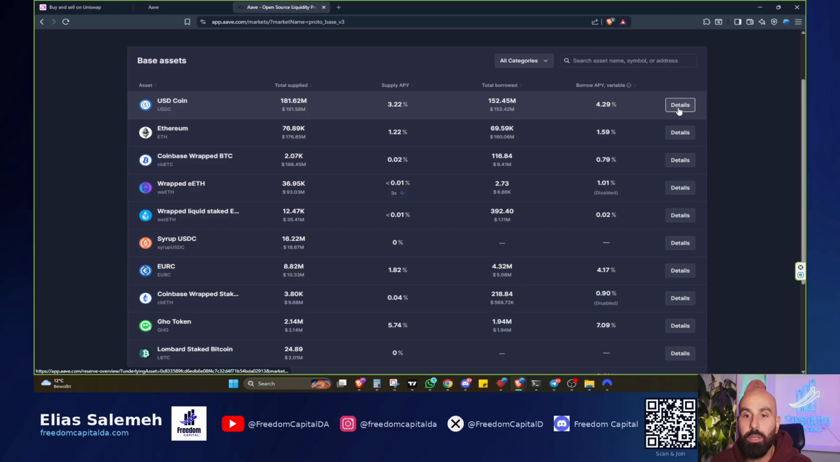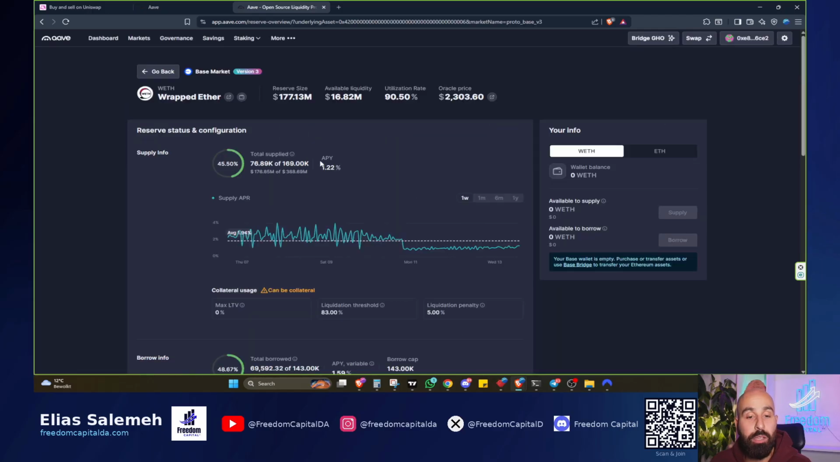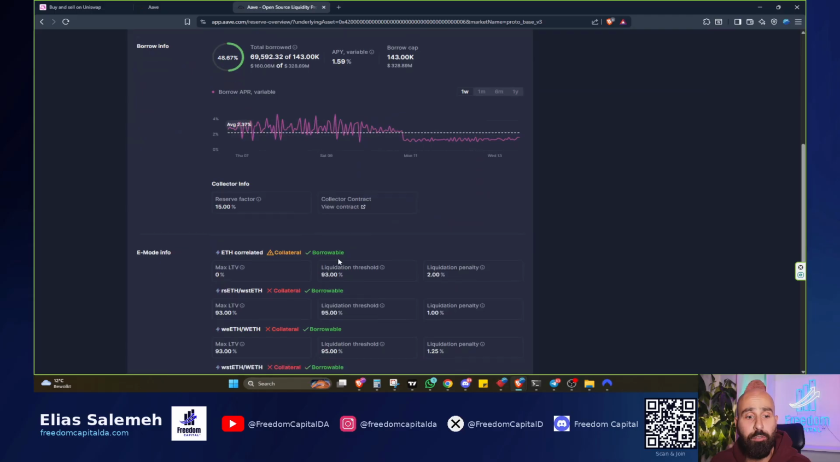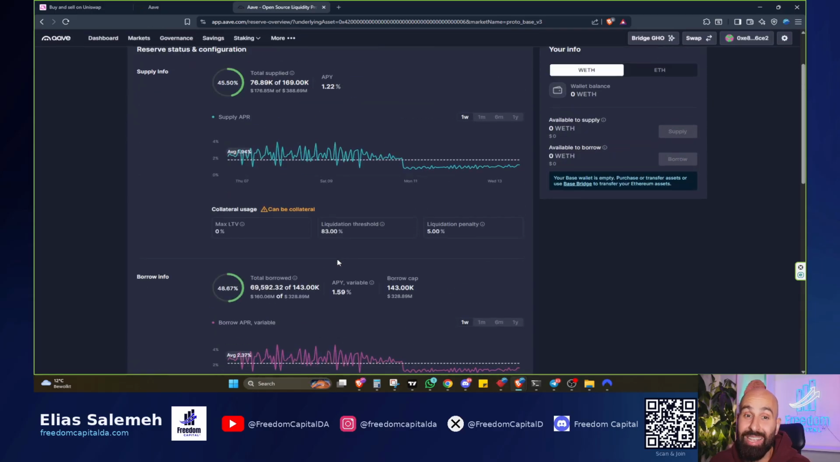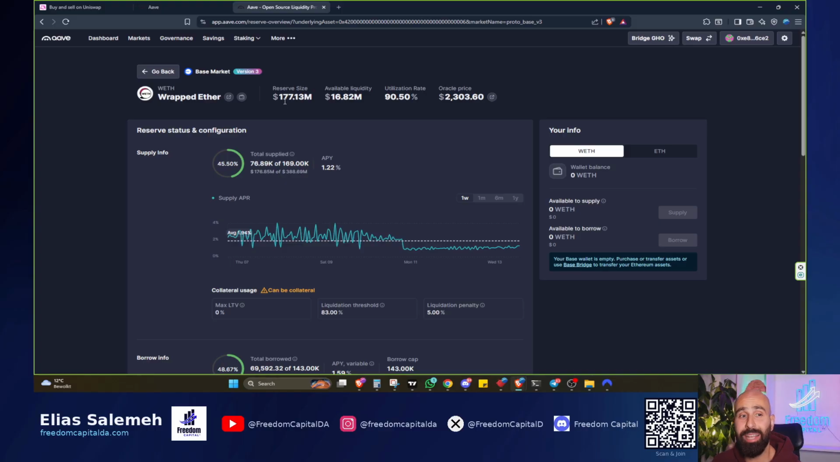If I click on the details here, this is where it basically shows you all the information you need to know about that specific asset. The reserve size is currently sitting at $177 million, available liquidity 16.82, utilization rate is 90%. So 90% of all the ETH that is supplied on the base market on Aave is already used. There is only 9.5% left to be borrowed. And the Oracle price is 2,303.